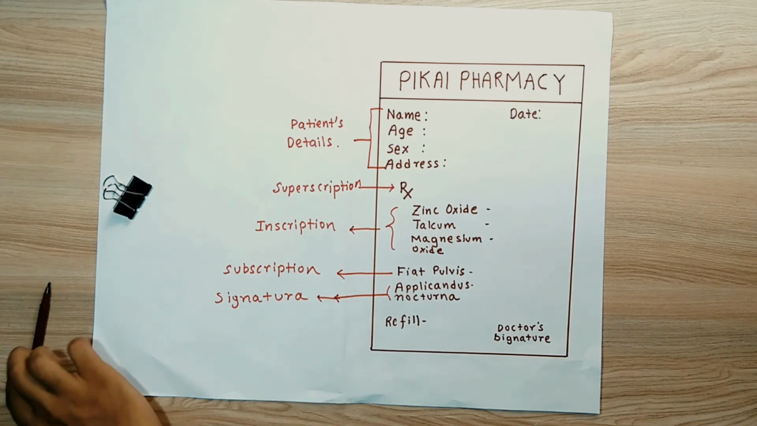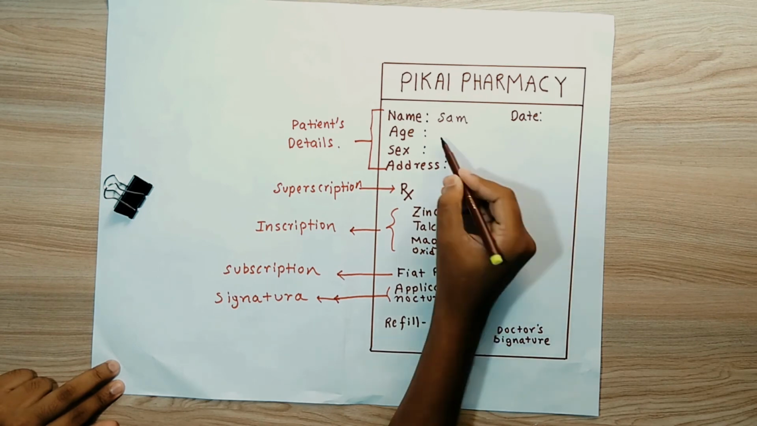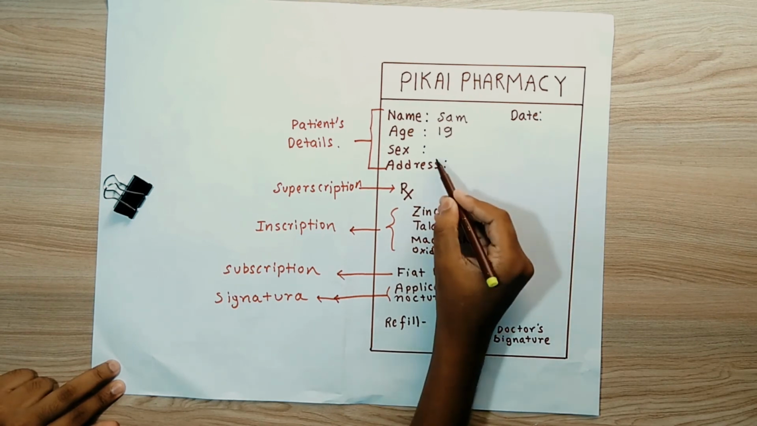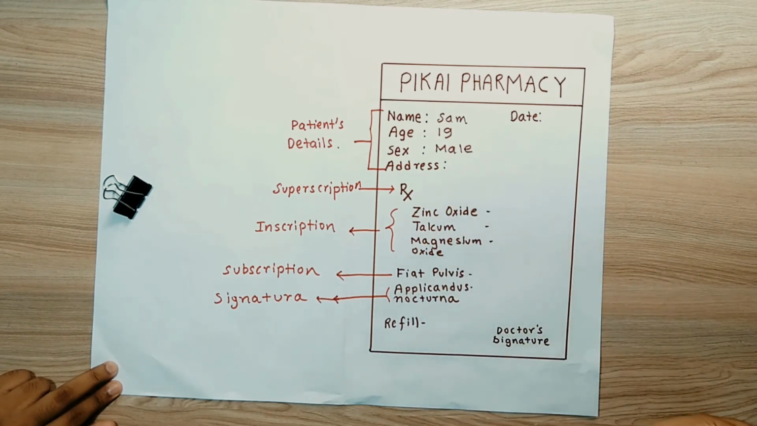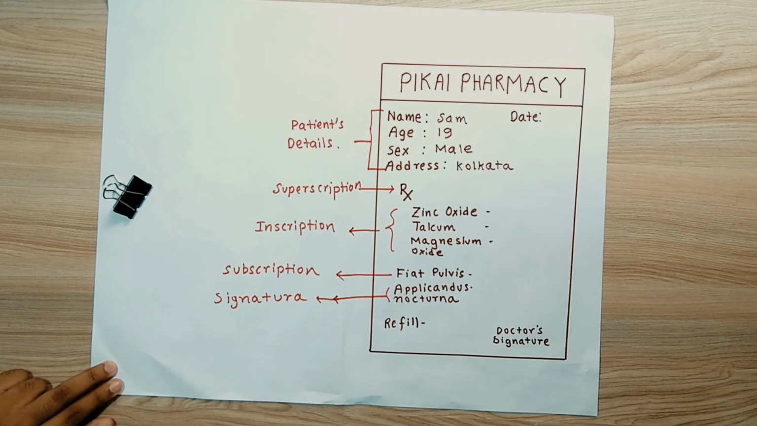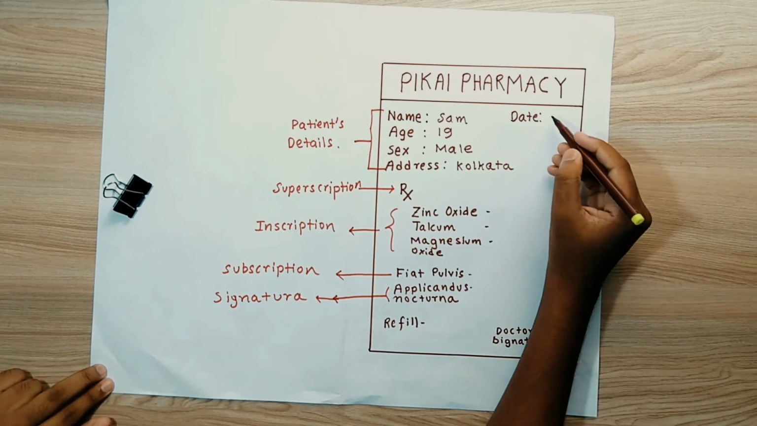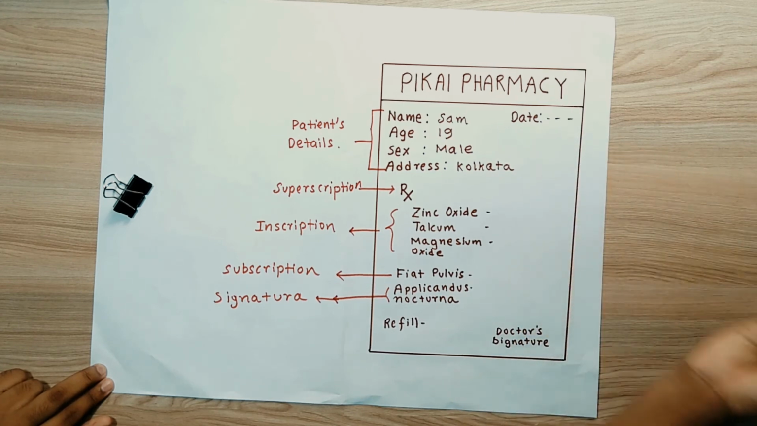Now let me fill in those details of the patient, because it is very important for the pharmacist to recognize the patient whenever he or she revisits to refill his or her drug. Now comes the date. The date is very essential as it denotes the day on which the prescription is being written.